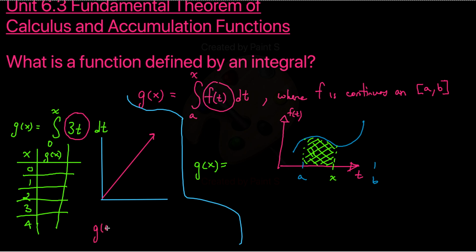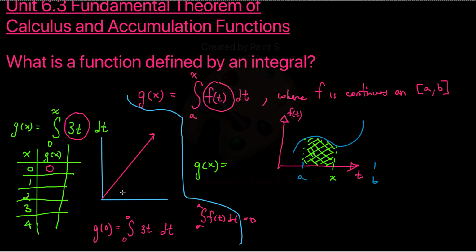I want to find out values for g of 0. Well, what does g of 0 compute to? g of 0 goes from 0 to 0 of 3t. And we have a rule that says the integral from a to a of any f of t dt is 0. So this first value, g of 0, is 0.